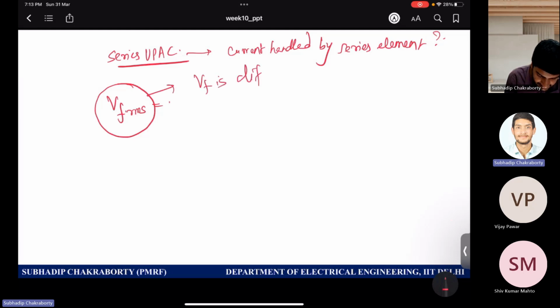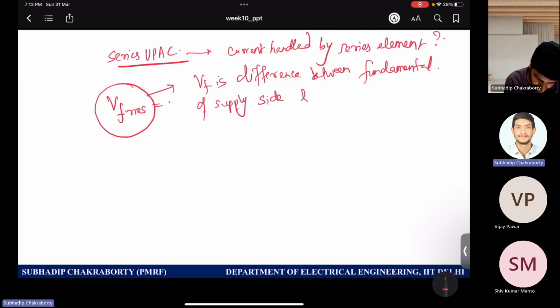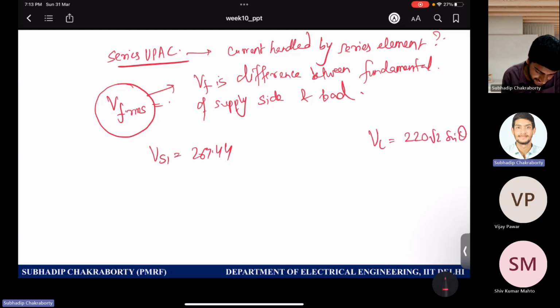VF is the difference between the fundamental of supply side and load side, as I already explained. Because the supply side is distorted, a quasi square wave, and the load side is sinusoidal. You want it to be sinusoidal. That's why you want to determine the rating of the series element, how much RMS voltage it should inject such that that happens. So it should inject the difference between the two. Supply side is 269.44 and the load side has 220 root 2 sin theta sinusoidal voltage.